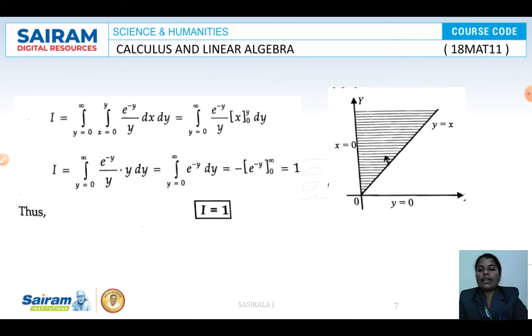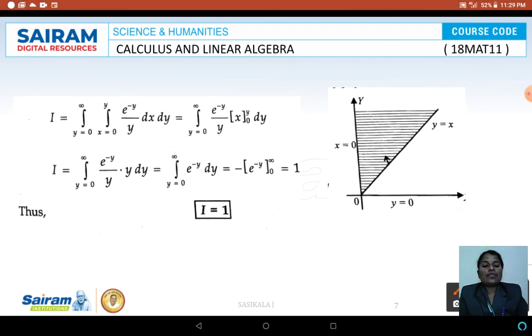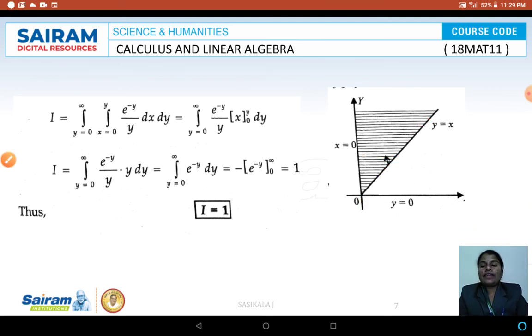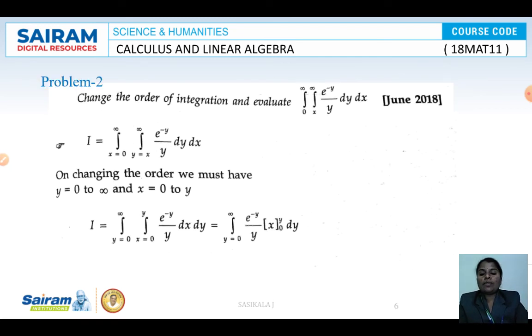So how will we find the x limit? You have to draw a line parallel to the x-axis, right? So you will have x is equal to 0 and then it will end with this, which is nothing but the curve x is equal to y, right? So the limit is y from 0 to infinity, x from 0 to y. That has been given here.